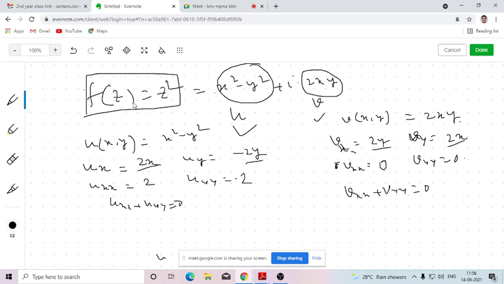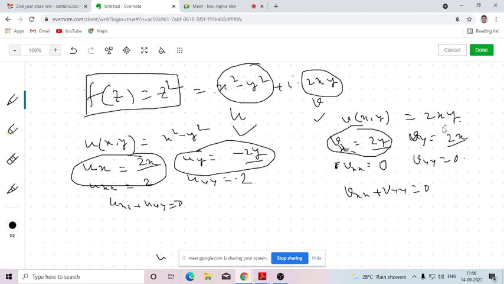to show that all the four partial derivatives are continuous. These four are continuous, you need to show. If this is not satisfied, even if the real and imaginary parts are harmonic, the function will not be analytic, because a function will be analytic if both the conditions are satisfied. That means the Cauchy-Riemann equation as well as this, both are satisfied. Is that clear?